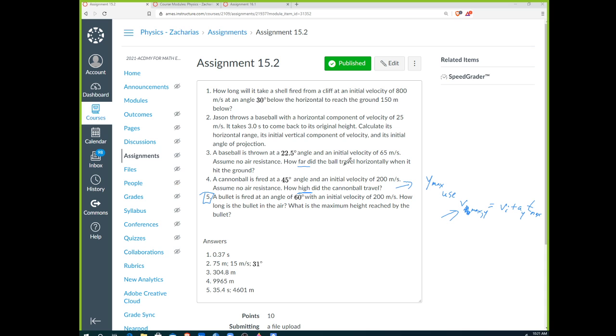How far did the ball go when you hit the ground? No max needed. Calculate its horizontal range, initial vertical, initial angle of projection. No max needed. And how long will it take? So time to reach the ground. Again, no max needed. So problem number 4, you're going to have to use that max equation, but that's the only one. And again, we have the equations here, which I have a different answer there, but I'll go back and double check that. And I'll get back to you on that.